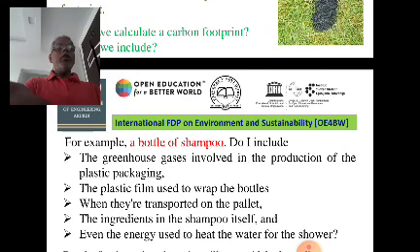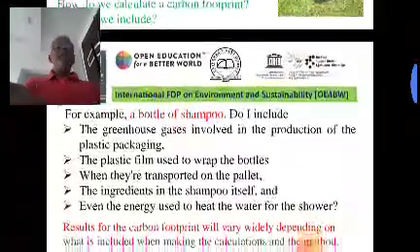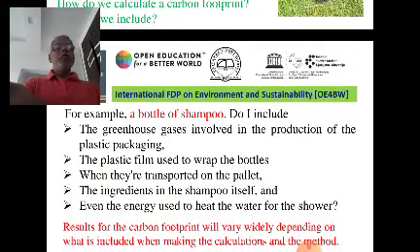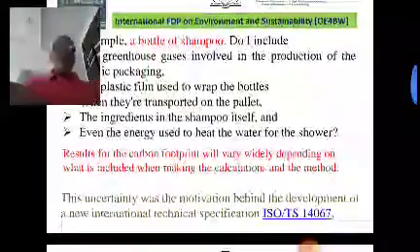So should we consider the plastic film used to wrap the bottles? When they are transported on a pallet, do you have to consider that cost, the ingredients in the shampoo itself, and even the energy used to heat the water for the shower? For all these activities, there is definitely a carbon emission, and so we have to consider this. Other than this, there are a number of activities involved with this small bottle of shampoo. So definitely, from person to person, this result will vary, right?